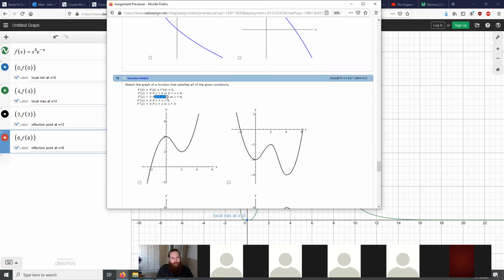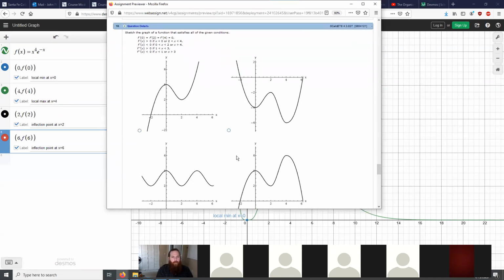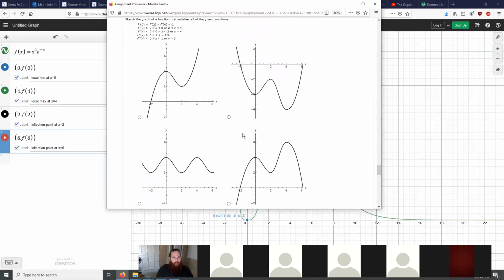decreasing from 0 to 2 and 4 to infinity, concave up between negative 1 and 3, and concave down from negative infinity to 1 and from 3 to infinity. So you just need to very carefully go through each of these and ask which ones have each of these things. So 0, 2, and 4 should be horizontal tangent lines.